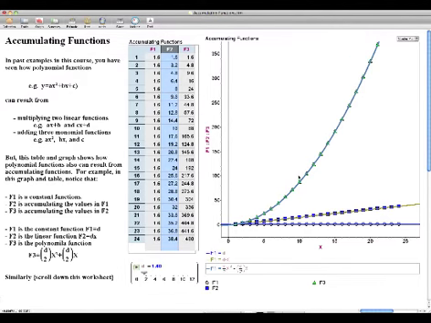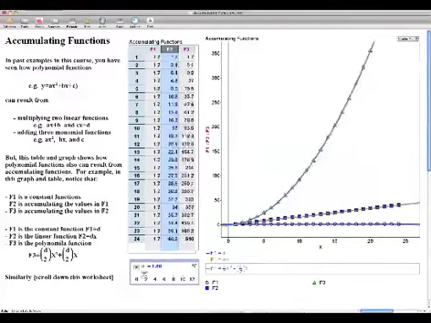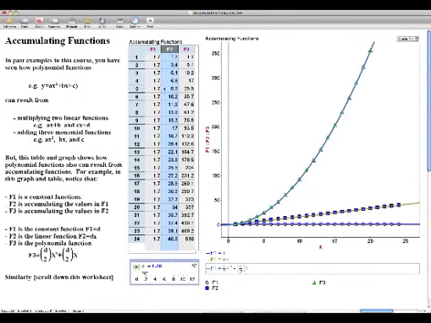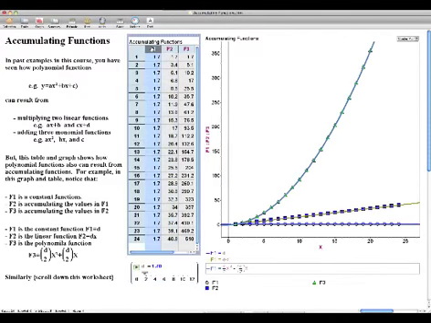In past examples in this course, you have seen how polynomial functions can result from multiplying linear functions or from adding monomial functions. And, the table and graph in this worksheet show how polynomial functions also can result from accumulating functions. For example, in this graph and table, notice that f1 is a constant function. f2 is accumulating the values in f1, and f3 is accumulating the values in f2. Furthermore, they also show that f1 is the constant function, f2 is the linear function, and f3 is the polynomial function.